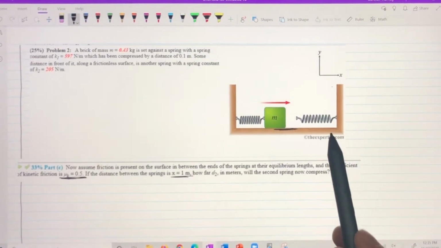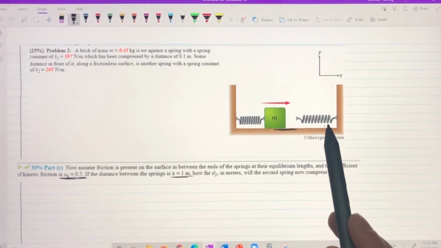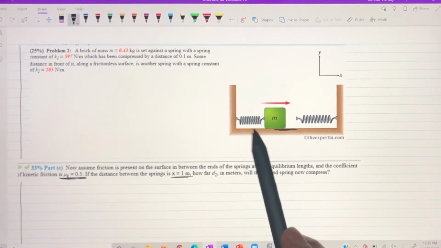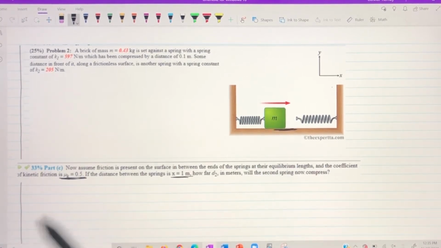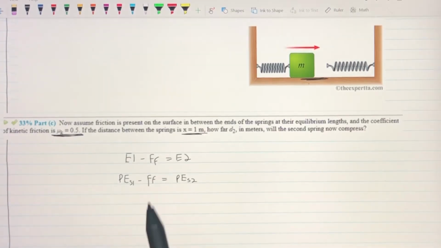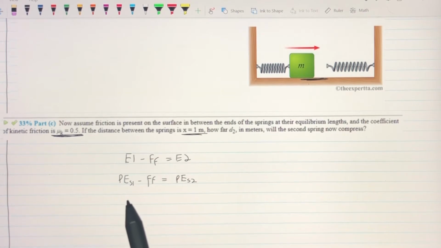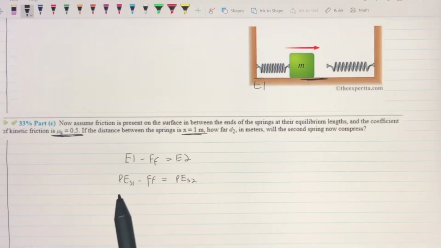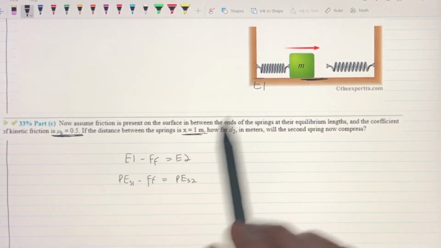So we are trying to solve for how far the spring is compressed after the block is pushed into it by the other spring, and then obviously after it travels across the 1 meter that has friction. The only energy that's relevant at E1 is the potential energy from the spring.